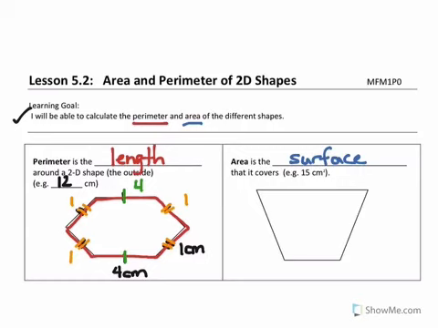Now to find the perimeter, you're just going to add them all together. So 4 plus 4 plus 1 plus 1 plus 1 plus 1 gives you 12 centimeters altogether, and that would be what the perimeter is.